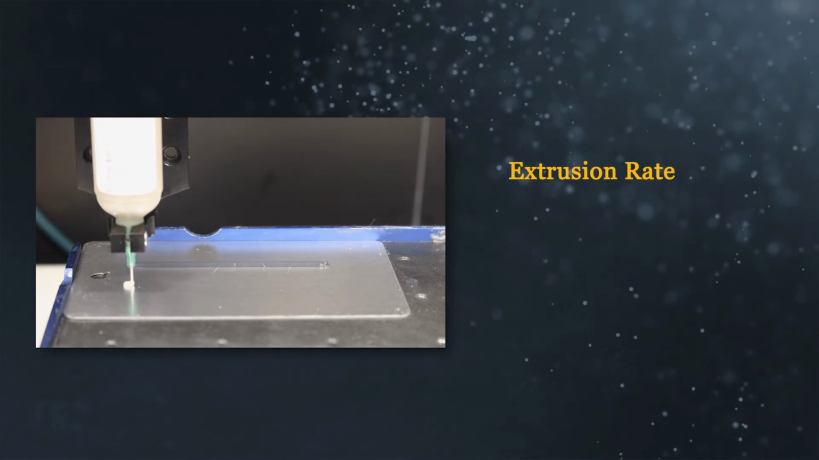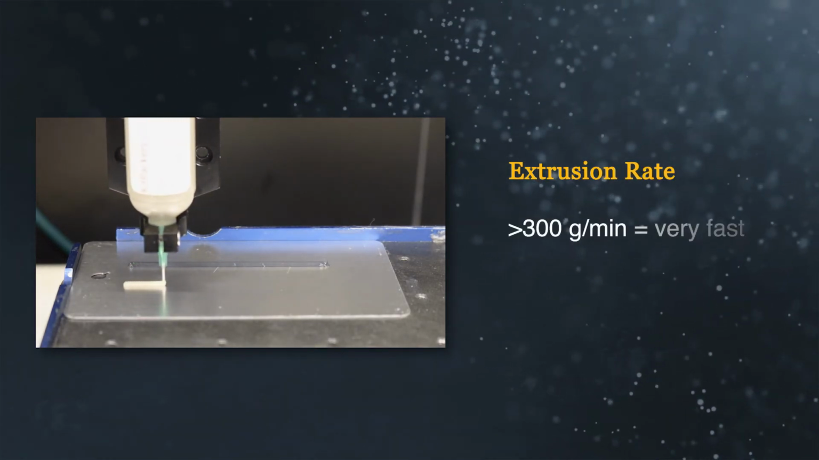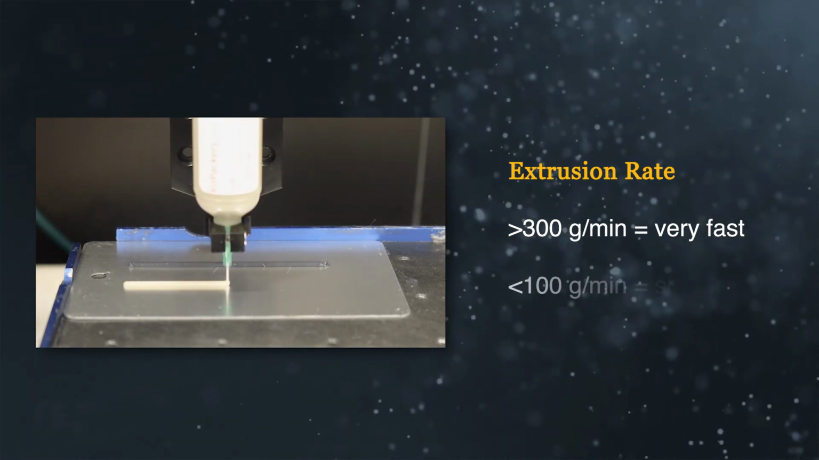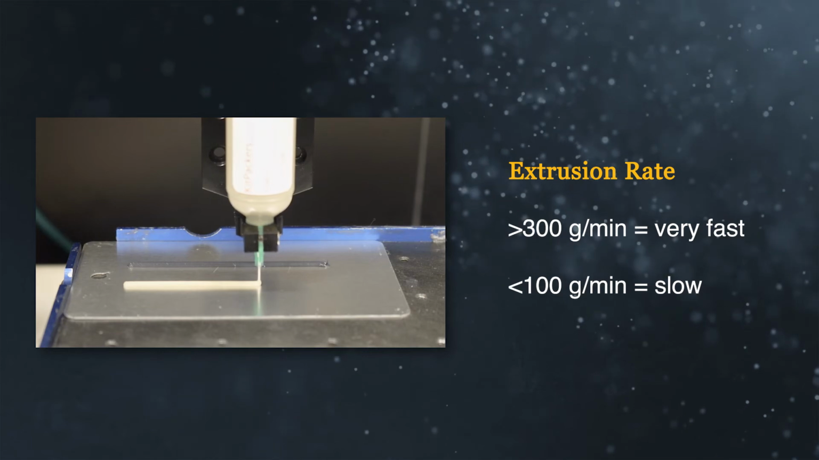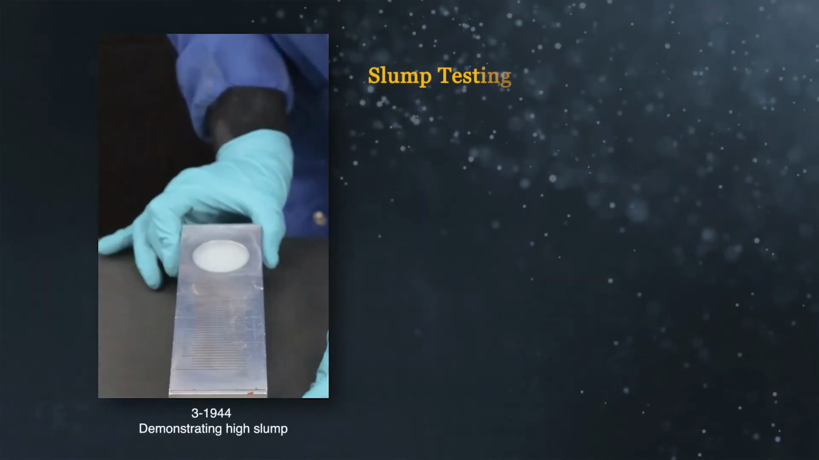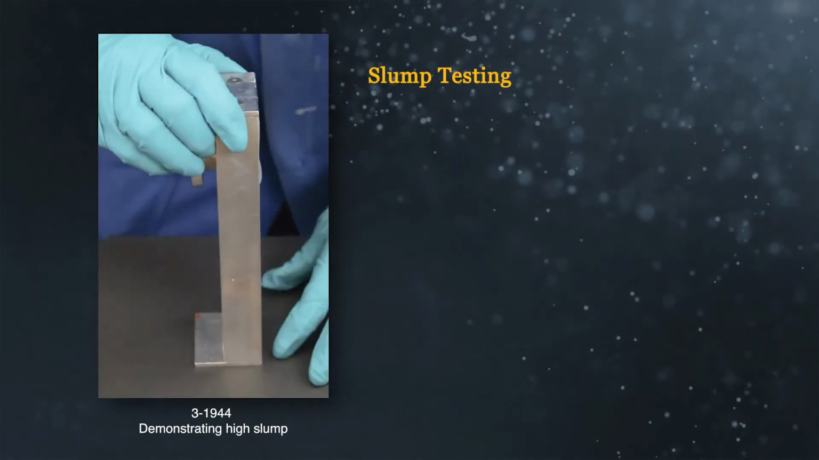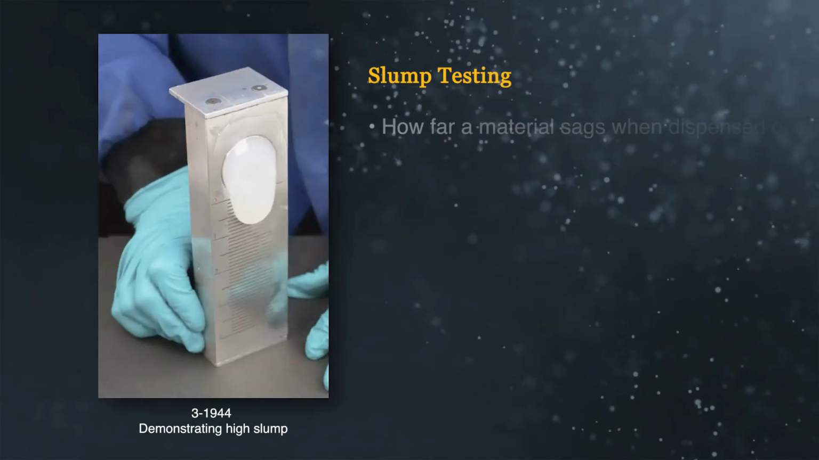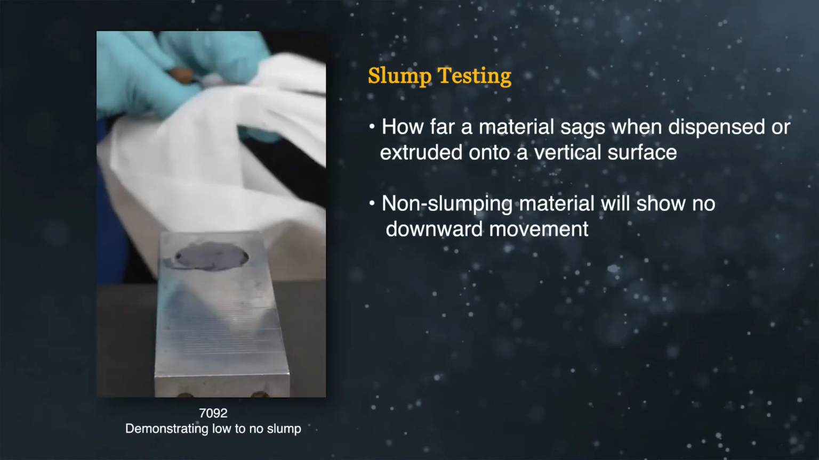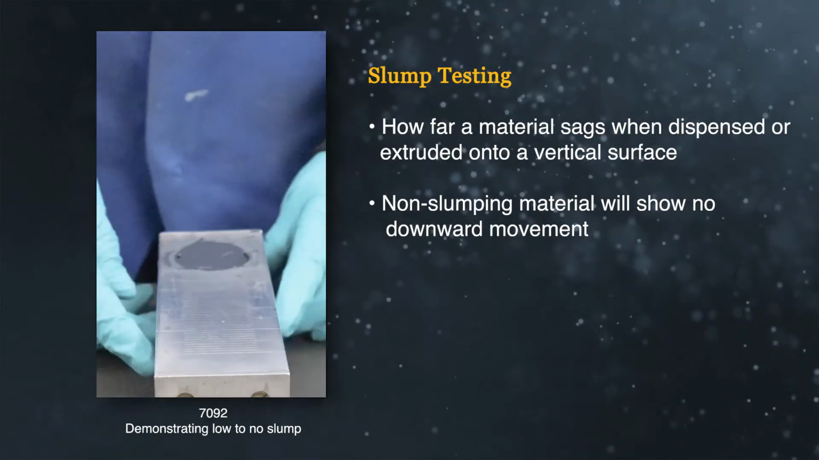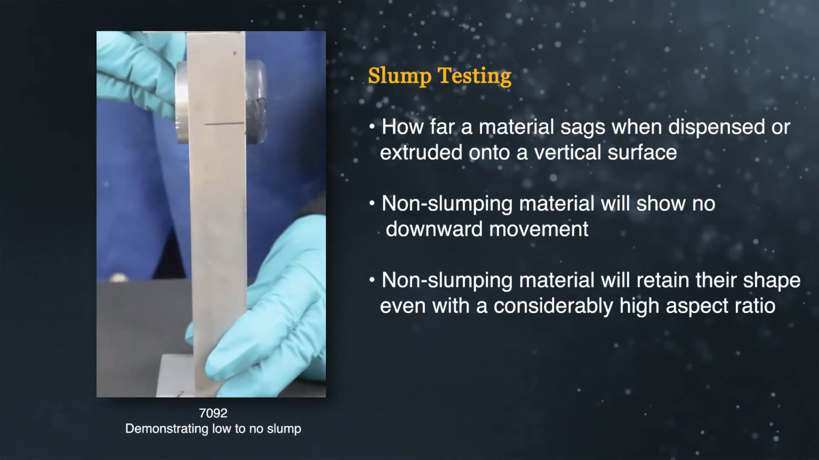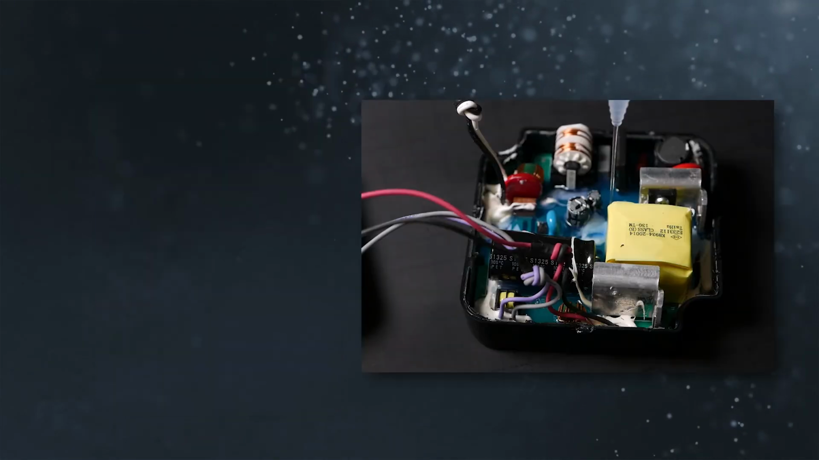A sealant with an extrusion rate over 300 grams per minute dispenses quickly and may sag slightly. One with an extrusion rate of less than 100 grams per minute dispenses much slower and likely has no sag or slump. Slump is our final flow topic. This measures how far a material sags when dispensed or extruded onto a vertical surface. A non-slumpy material will show no downward movement. These can be dispensed onto vertical surfaces and retain their shape even with a considerably high aspect ratio.